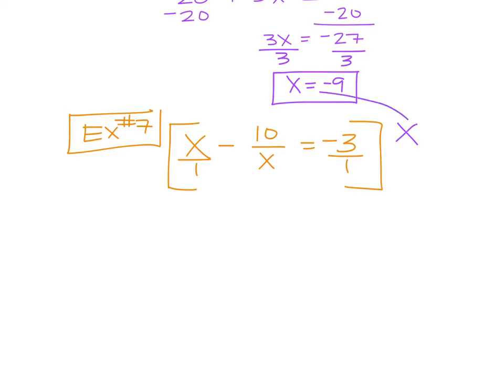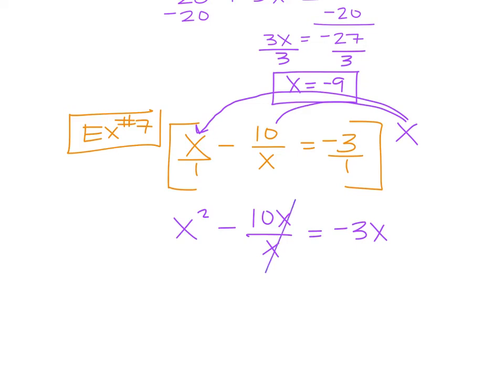So if we do that here, what do we get? X squared. You don't need the 1 because we're going to get rid of the 1 anyway, right? Minus 10x over x equals negative 3x. Okay, so if you simplify this, x over x is 1, so it's x squared minus 10 equals negative 3x. Does anyone see what we need to do with this one?